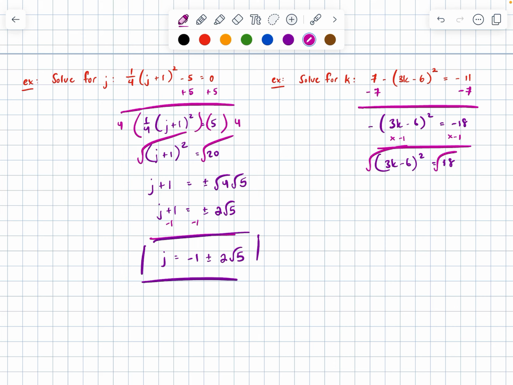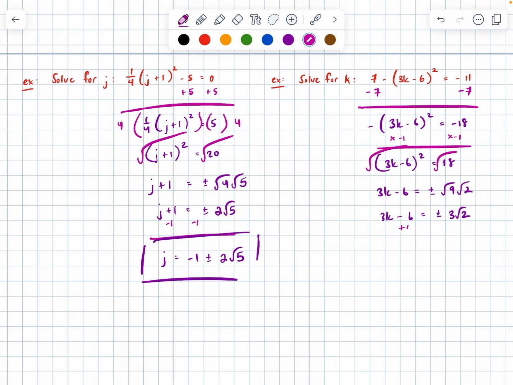Once again, I'm now going to take the square root of both sides. So 3k minus 6 is going to be equal to plus or minus the square root of 18. Well, 18 is 9 times 2, and 9 is a perfect square. So we've got 3k minus 6 is going to be equal to plus or minus 3 root 2.